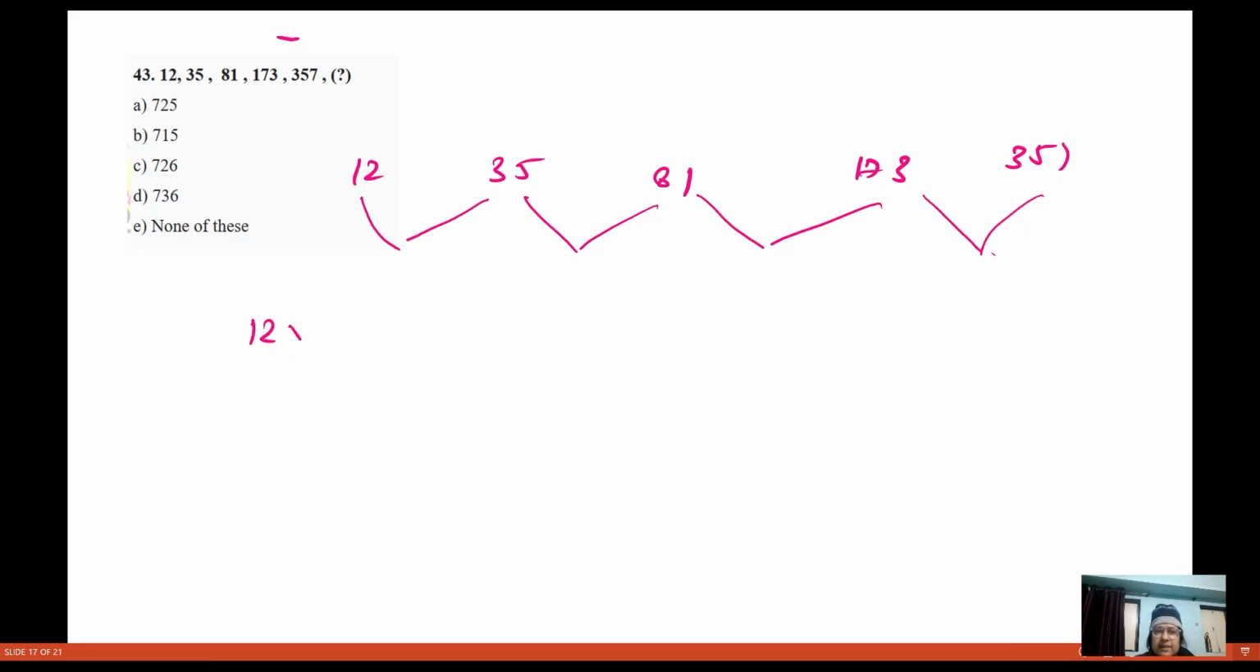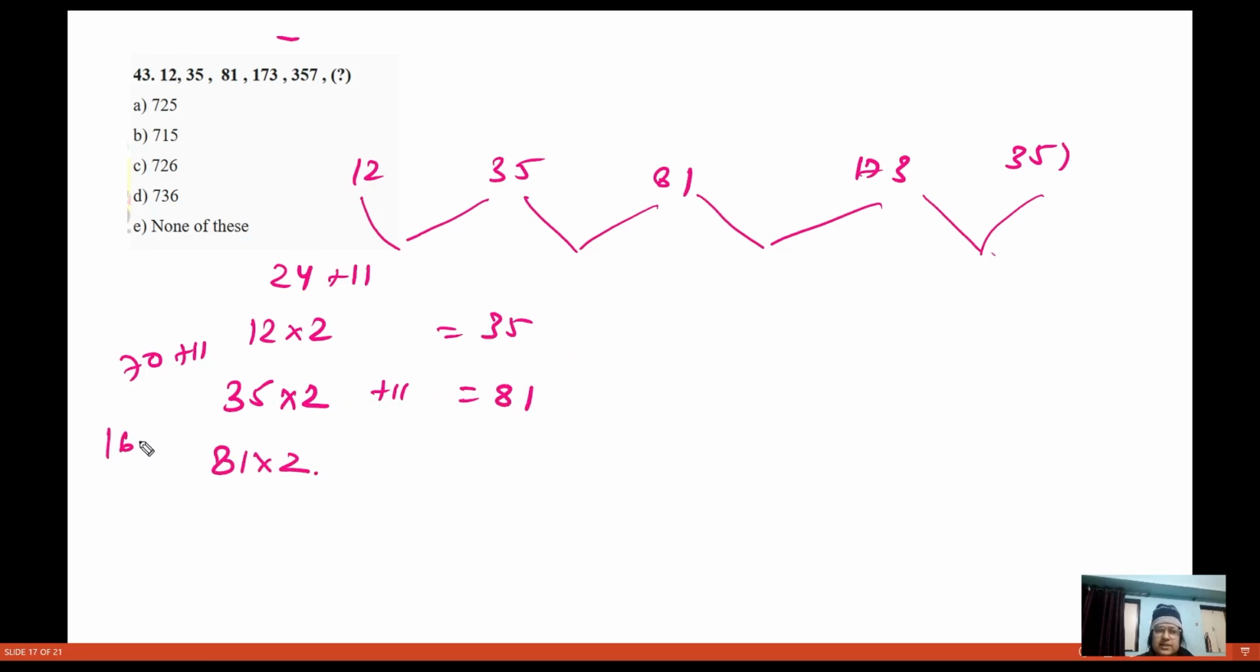If we multiply by 2, and if we see, 12 into 2 is 24, plus 11 is 35. Okay, and 35 into 2 is 70, and 70 plus 11 is also 81. So I am getting something. Then 81 into 2 is 162, and 162 plus 11 is 173. Okay, so this was very apparent. So I tried once. If not, then we can go by difference method also. But see, this is coming to be very simple for us.